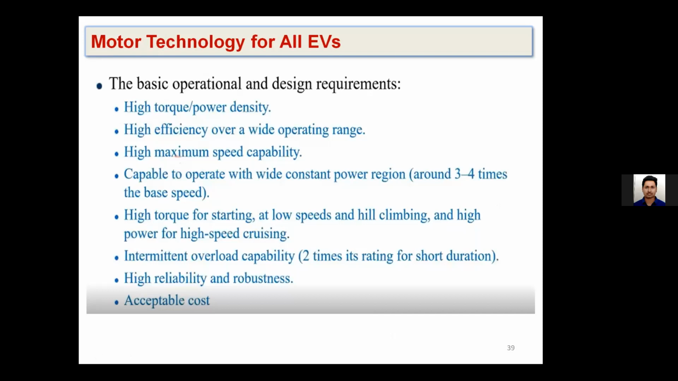Coming to the motor technology, the basic operational design requirements of the motor: high torque and power density, high efficiency over a wide operating range, high maximum speed capability, capable of operating with a wide constant power region around 3 to 4 times base speed, high torque for starting at low speeds and hill climbing. This is for a gradient application. Intermittent overload capability, at least for short duration, high reliability and robustness, and acceptable cost. These are the basic requirements of the motor that you choose for your EV application.